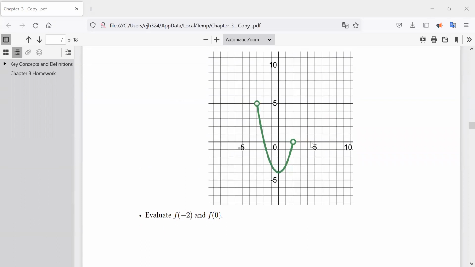So do you guys, someone want to evaluate these 2 points for me? f of -2 is 0 and f of 0 is -4. Exactly. So we have f of -2 equals 0, and f of 0 equals -4. Thank you.